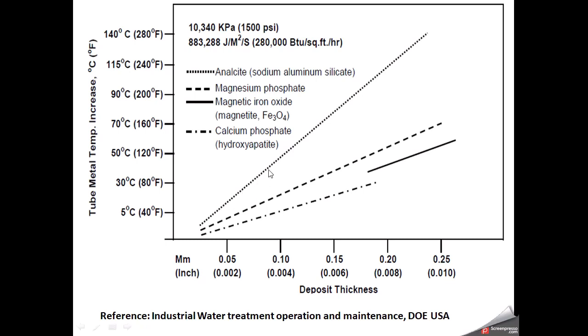35. So as the thickness increases, the temperature of the metal surface also increases. So it is very important and critical to control the scaling to avoid any problem.